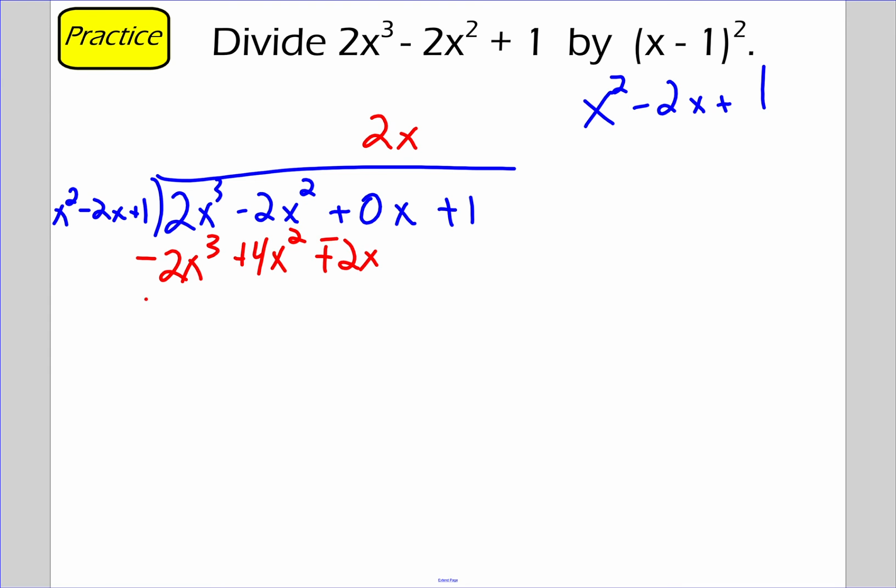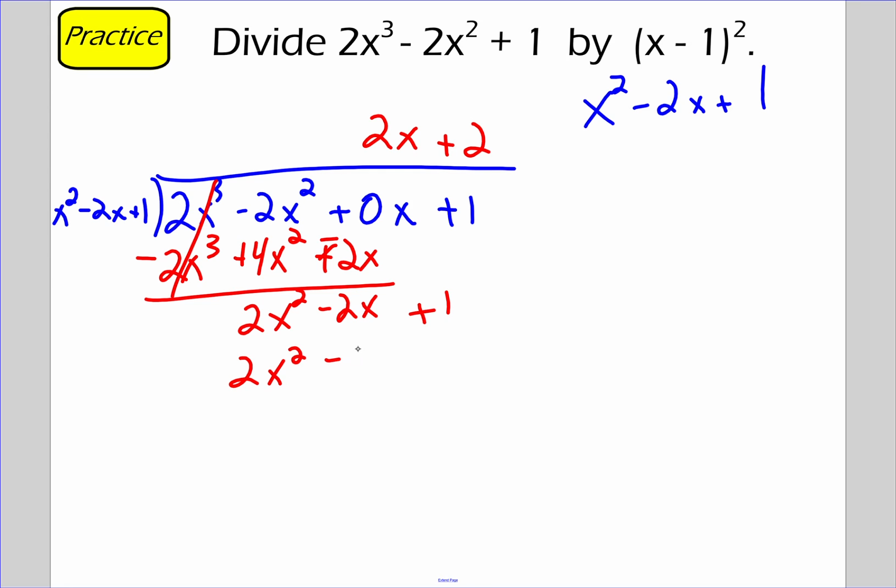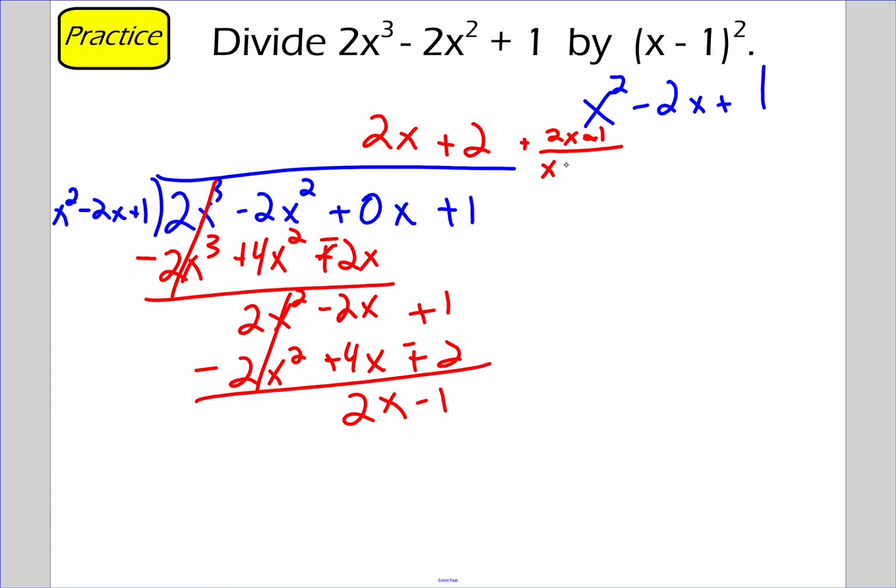We subtract, changing our signs. We end up with 2x squared minus 2x. Bring down the 1. Well, 2 times that gives us 2x squared minus 4x plus 2. Subtracting, we end up with 2x minus 1 for our remainder. So we're going to go ahead and rewrite that as 2x plus 2x minus 1 over x squared minus 2x plus 1. And that would be our result of the division.